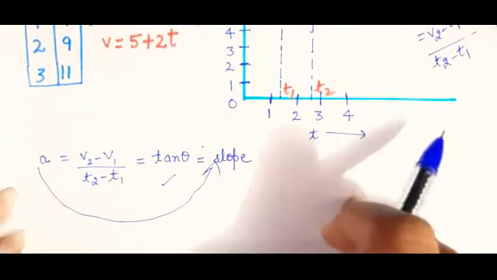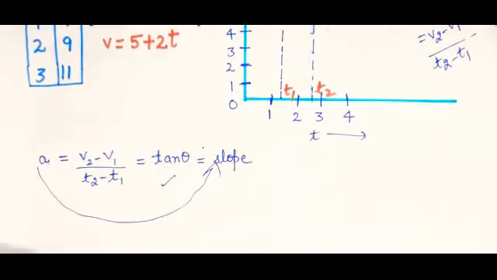Are you clear about this? In a velocity time graph, the slope gives acceleration, in the case when the body is moving under uniform acceleration. Are you clear about this? Now we will start our topic, the derivations of the equations of motion by graphical method.